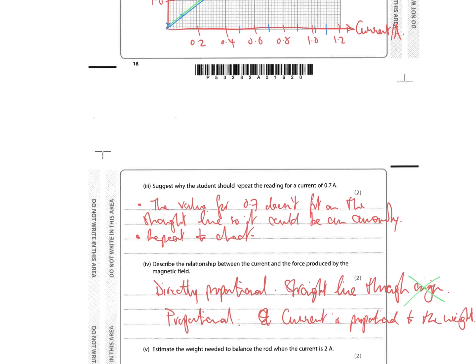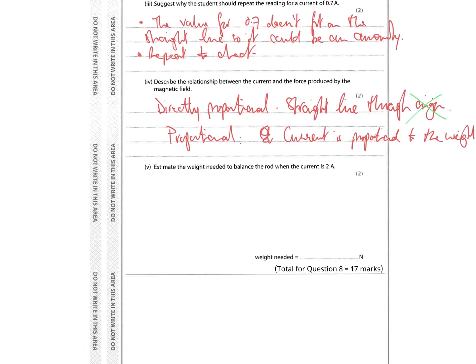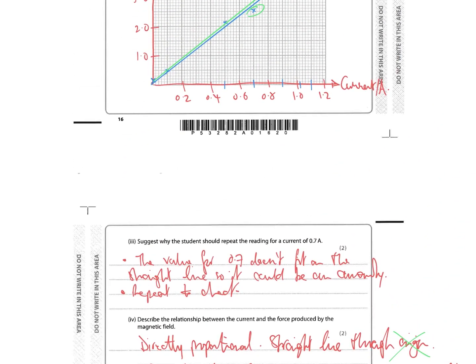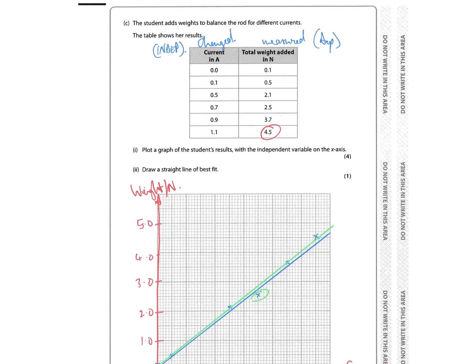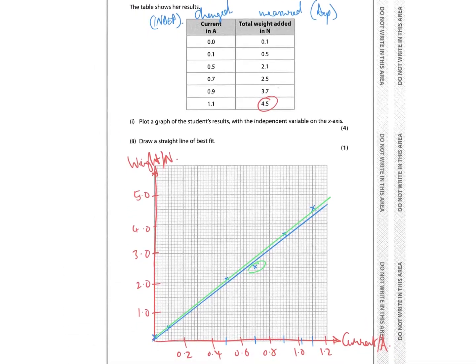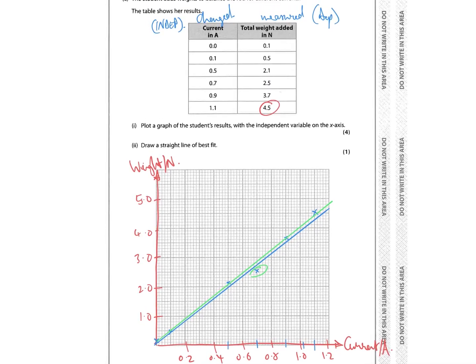And then finally it asks that we estimate the weight needed to balance the rod when the current is 2 amps. So let's place in 2 amps. Interesting. We don't have anywhere near the current for 2 amps. It's well beyond what we've got here. So we need to extrapolate and keep going out and then see what it's likely to be. So what we can say is that the gradient, or how does it look as though it's behaving? Let me just look roughly at how it's behaving. I can draw this in a different colour if I can.